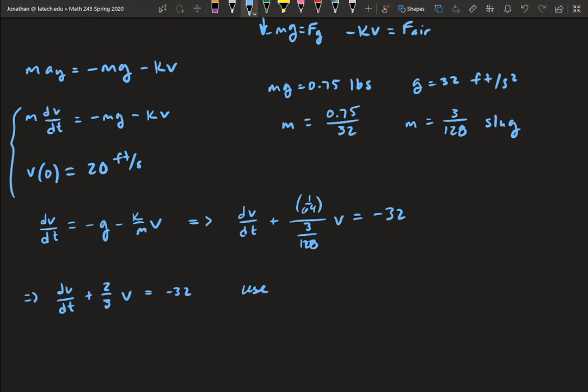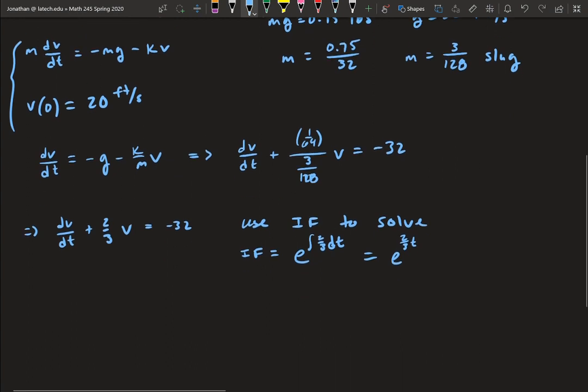Now we use the integrating factor to solve. So the integrating factor is going to be e to the integral, let's see, is it 3 over 2? I think it should be 3 over 2. Sorry about that. Did quick math, always a mistake, always. No, 2/3. 2/3 is right. So 2/3 dt, so that's going to be e to the 2/3 t. So that's our integrating factor.